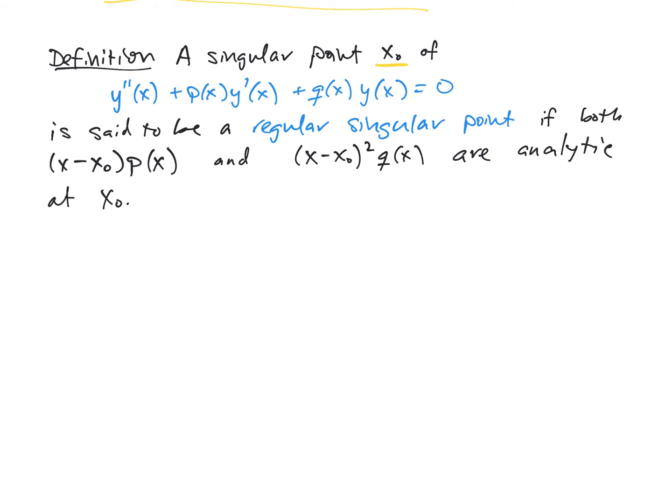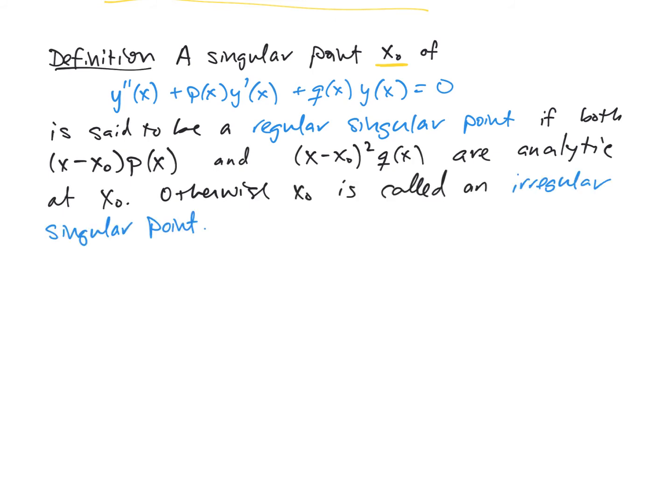So that's what it means to be a regular singular point. If you have a problem at that point x naught, but you can fix that problem with a factor of x minus x naught. Otherwise, we say it's an irregular singular point, obviously. So there are a couple questions in the homework where you can use this definition to classify the singular points of the equation. And there's examples in the book of that as well.